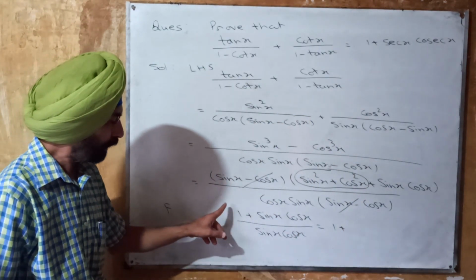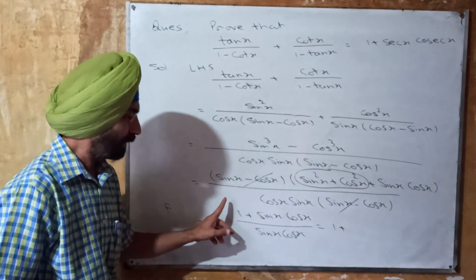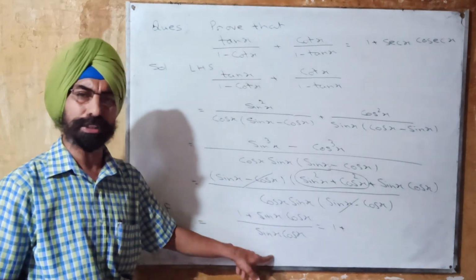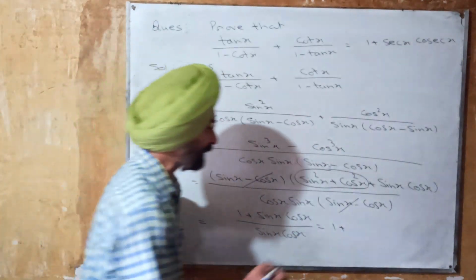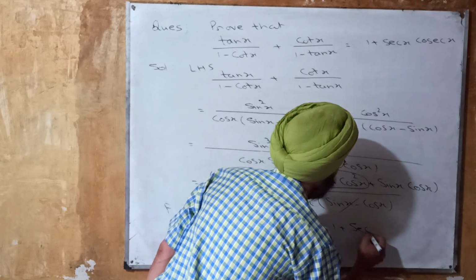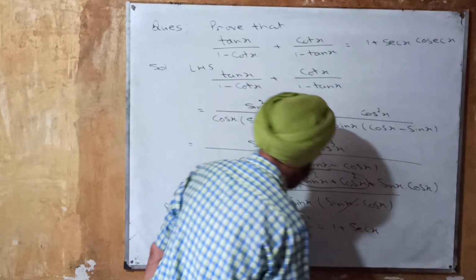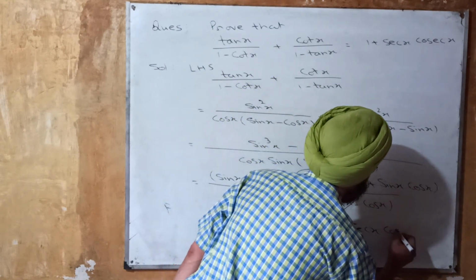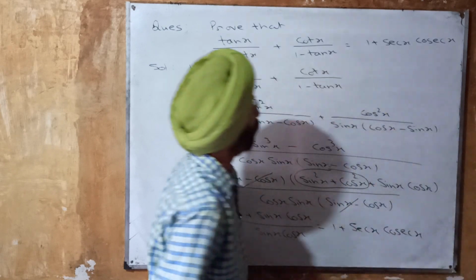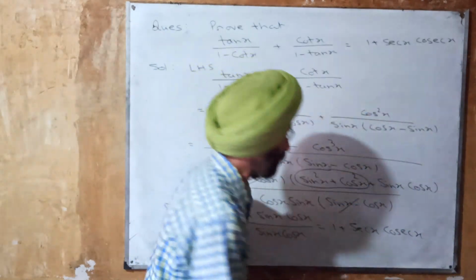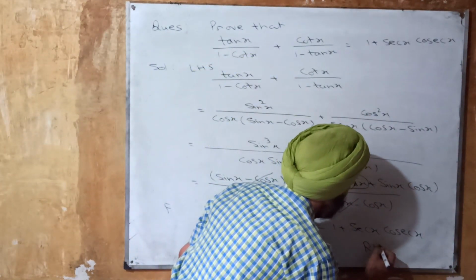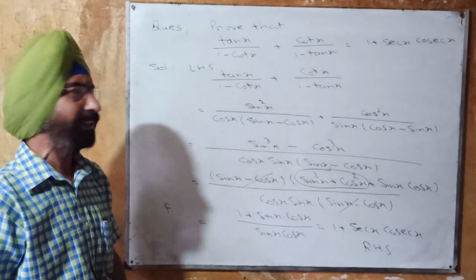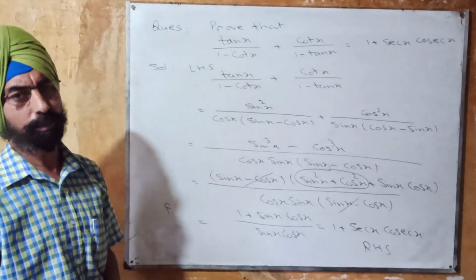So first term 1 upon sin x cos x, that means 1 upon cos x into 1 upon sin x. 1 upon cos x is secant x and 1 upon sin x is cosecant x. So that is what is required in the right hand side. So we have arrived at the destination, right hand side. So this identity is being proved.